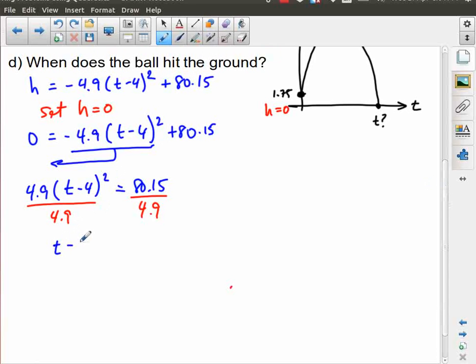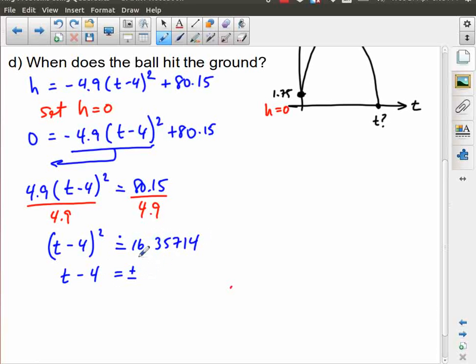(t minus 4) all squared is equal to, so 80.15 divided by 4.9 is unlikely to give a nice answer. And it doesn't give a nice answer. It gives 16 point, and I'm going to keep way more decimal places just to be on the safe side. So 35714. Now I'm writing that here, but the other thing I want you to understand is I'm actually keeping the entire answer in my calculator. And the reason for that is because now I'm going to take the square root of that thing. And so rather than typing this in my calculator again, I'm just going to keep the answer there.